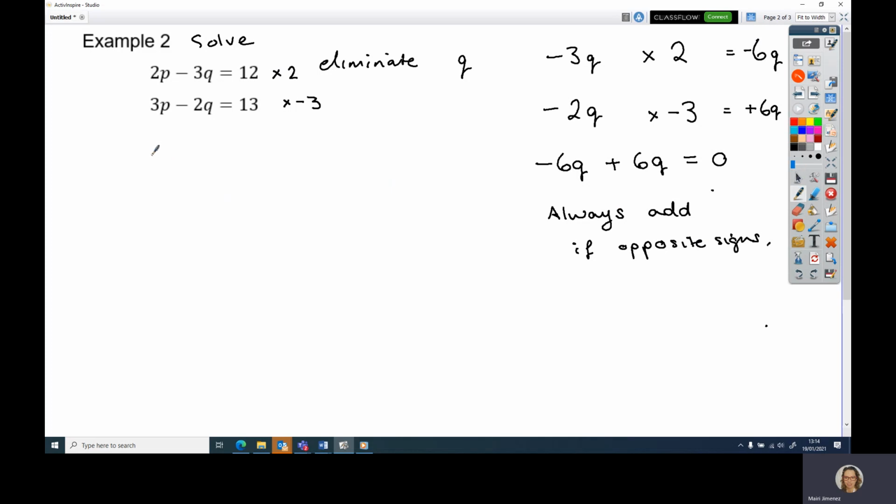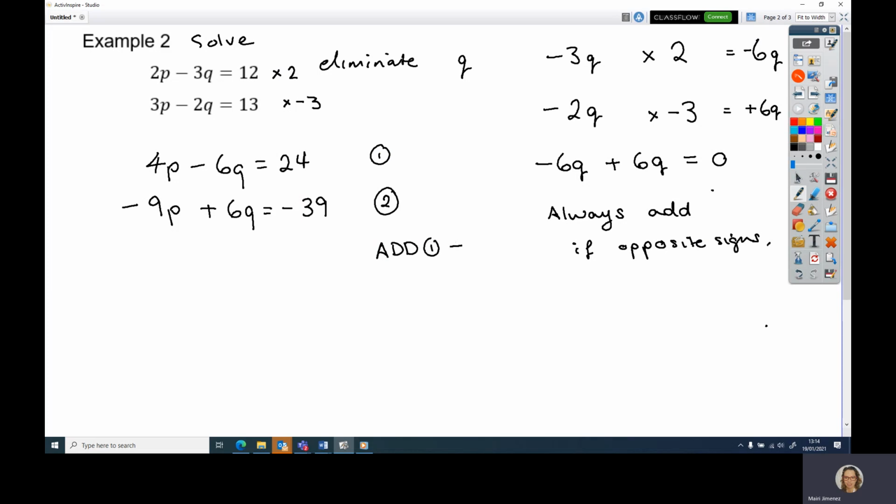Equation 1 times 2. Now I have to multiply everything by 2. So that's 4P subtract 6Q equals 24. And the second equation by -3. So -9P. Then careful, negative times negative is a positive 6Q. And then 13 times 3 is 39, and that's an overall negative. This is equation 1 and equation 2. You're going to add 1, add 2, and write the answers underneath.